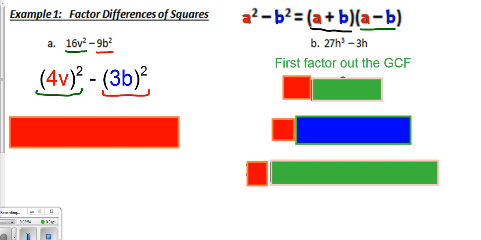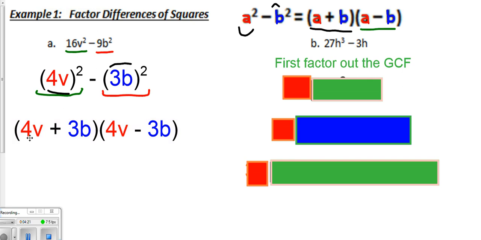Now, if we look at it, this 4v, that's my a value. That's in the red. This 3b, that's my b value over here. That's in the blue. So everywhere in red, all of the a values become 4v. All of the blues, all of the b values become this 3b. And I literally just plug all of these into this formula. So this becomes 4v plus 3b and 4v minus 3b. It's those two binomials being multiplied together.